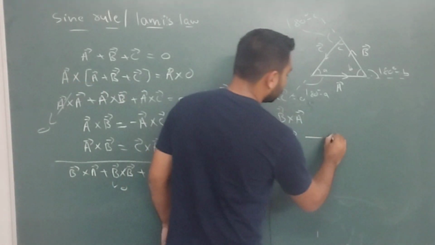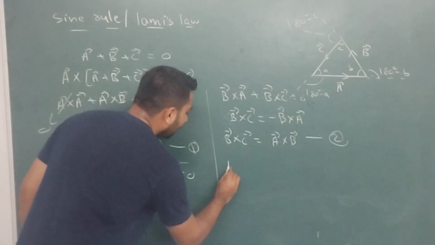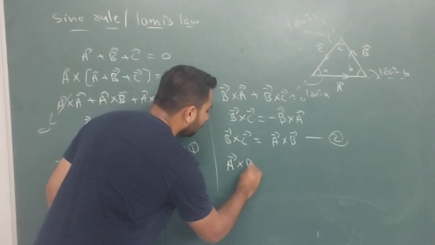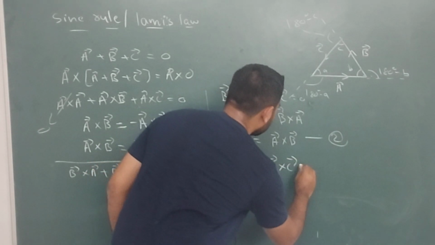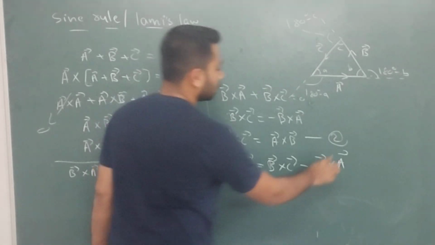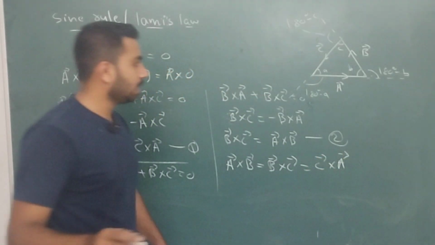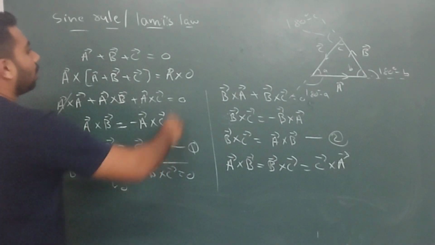Now compare both, so you can write both like this: A cross B is equals to B cross C is equals to C cross A. Yes or no? Yes, you can write like this.